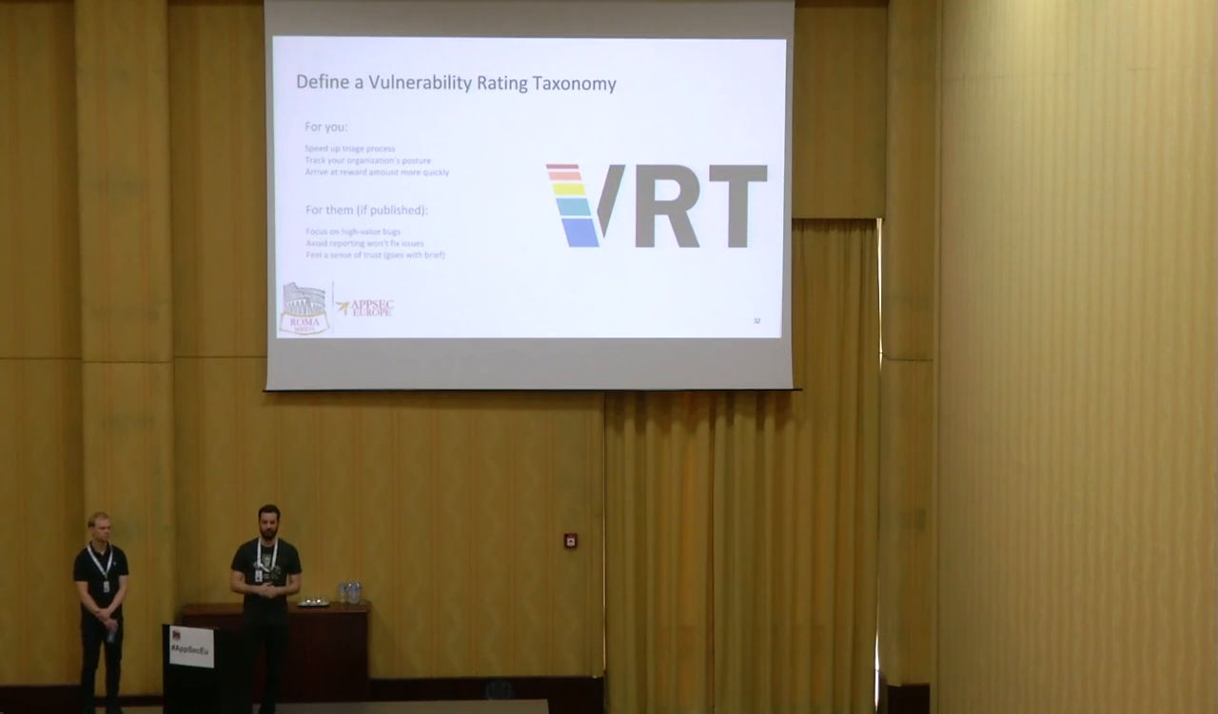Cool. Define a rating taxonomy for the vulnerabilities you receive. It's really good for a couple of points. First of all, it will speed up the program, because when you validate a submission, having a rating taxonomy makes it really easy to define the security impact that issue has. That turns into the next point, which is that you can also easily find a reward for this, because if you have a rating taxonomy that tells you what the criticality of the submission is, you can easily define a reward for that submission.